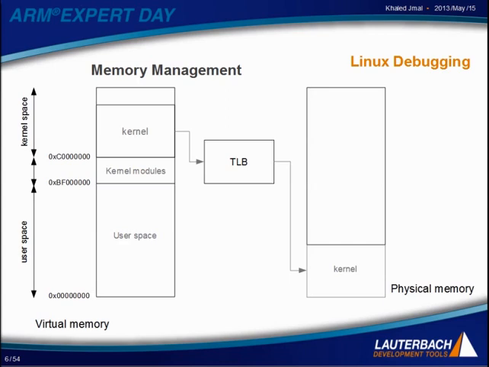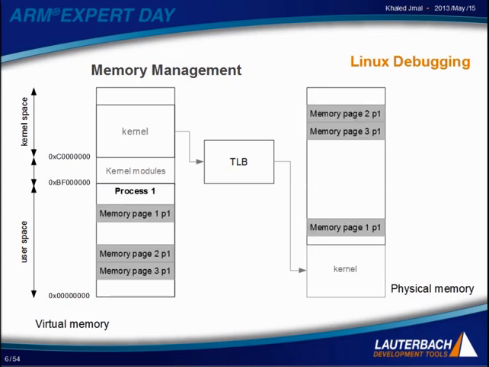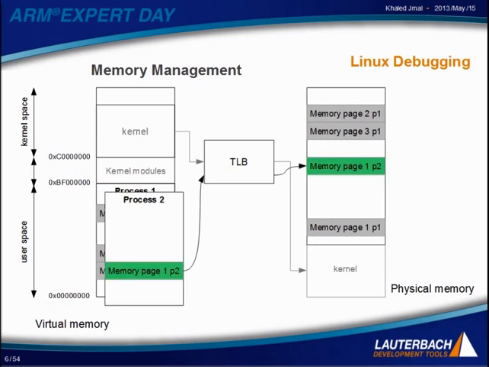The kernel modules, two kernel modules do not use the same address range, but for user space it is a little bit different. So you have many processes running. For example, here process one has, for example, 3 pages loaded, and they are mapped to 3 pages on the physical memory, but this mapping is not in the TLB because it's not the current process. And you have a second process, for example, with 1 loaded memory page, and this memory page is mapped in the TLB, so it is the current process.